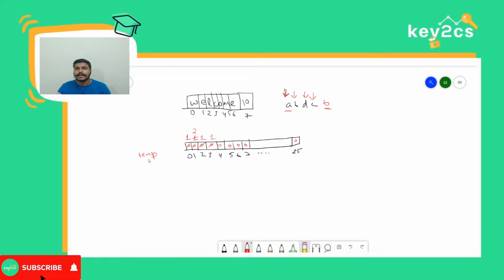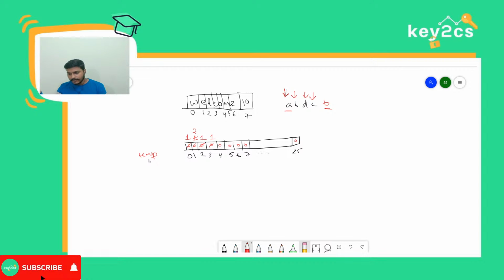So the values of this temporary array will give you the frequency of each character. You don't have to print all the characters. Whichever index value is 0, you don't have to print that, because those characters are not present in the string. Only those characters whose value is greater than 0 you would print. That's all. So this will easily give you the frequency of characters.